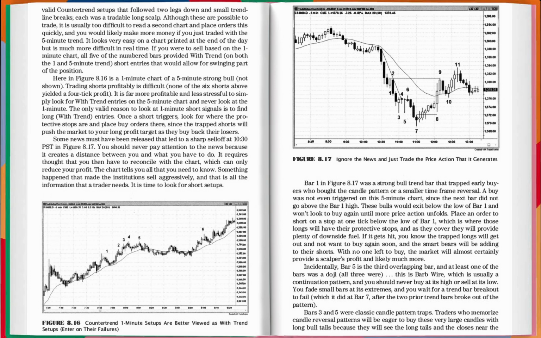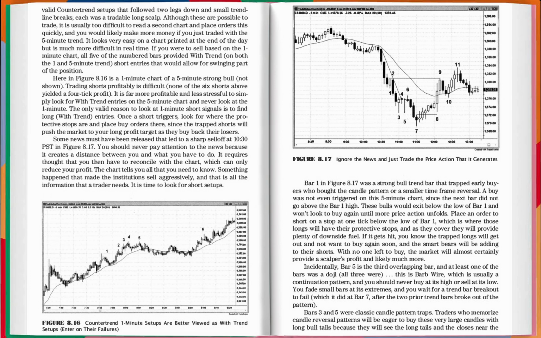None of the 6 shorts above yielded a 4-tick profit. It is far more profitable and less stressful to simply look for with-trend entries on the 5-minute chart and never look at the 1-minute. The only valid reason to look at 1-minute short signals is to find long with-trend entries. Once a short triggers, look for where the protective stops are and place buy orders there, since the trapped shorts will push the market to your long profit target as they buy back their losers.